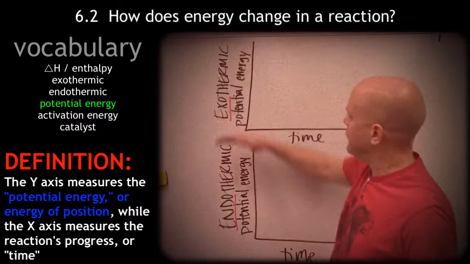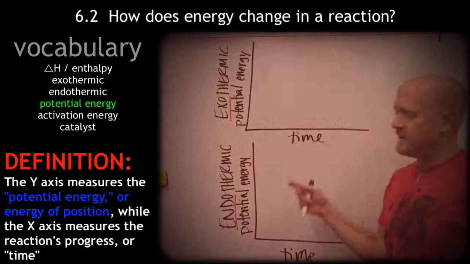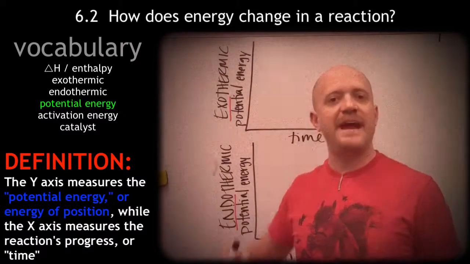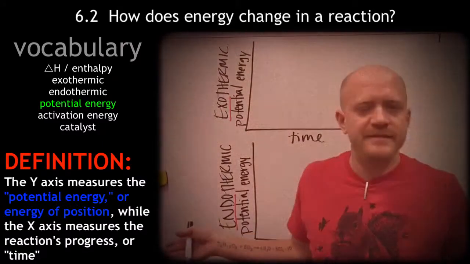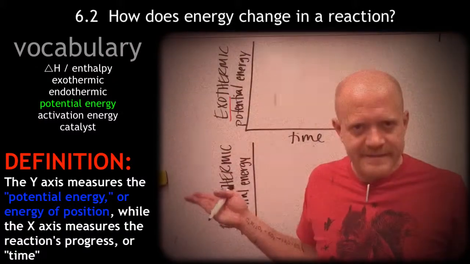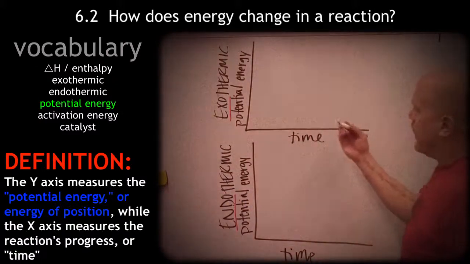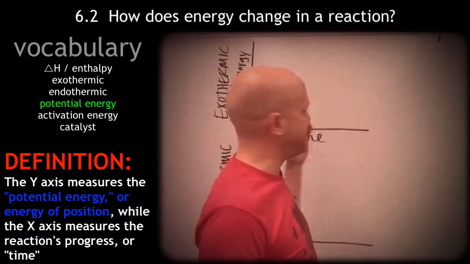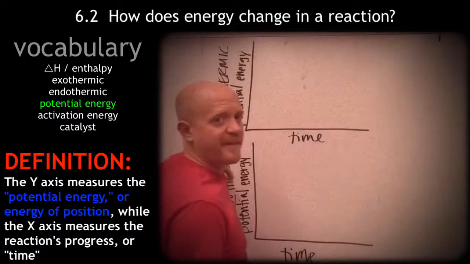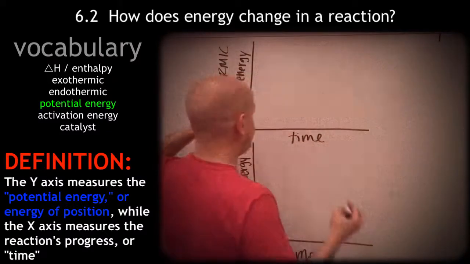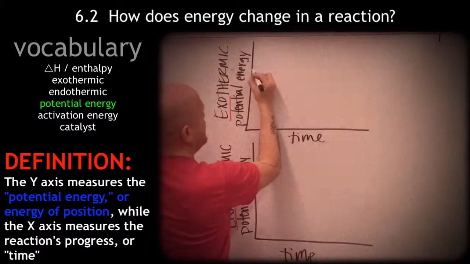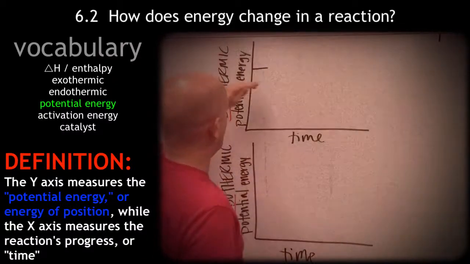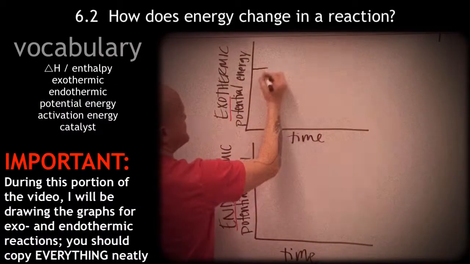First of all, we're measuring it in potential energy, and then on the x-axis it's going to be time. Sometimes they'll call it reaction coordinates. It's just a fancy way of saying time. So all reactants and products have some form of potential energy. And remember that potential energy is the energy of position. So with an exothermic reaction, we're going to start out here. This is the reactants.